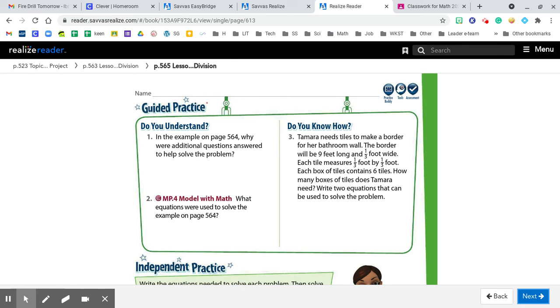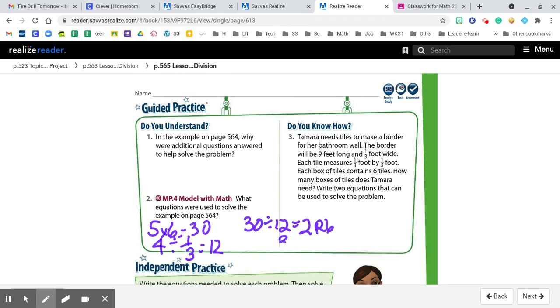In the example on page 564, why were additional questions answered to help solve the problem? The answers to the questions gave more information to help solve the original problem. So we needed a couple steps along the way, so multi-step problems. What equations were used to solve the example on page 564? So what we had to do: 5 times 6 equals 30, and then we did 4 divided by 1/3 equals 12, and then we need 30 divided by 12 equals 2 remainder 6. So we knew we needed 3 pieces of plywood because we interpreted that answer.